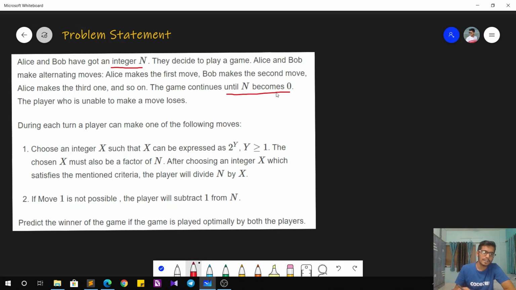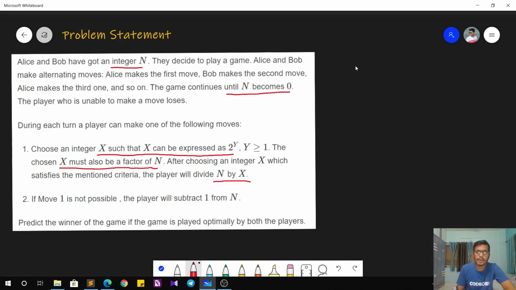First option is that he has to choose an integer x such that x can be expressed as 2 to the power y, where y is greater than or equal to 1. It means that he has to choose an x such that x is a power of 2 and at the same time x should also be a factor of n. It means that n should be divisible by x. And after choosing such an integer, the player will divide n by x.